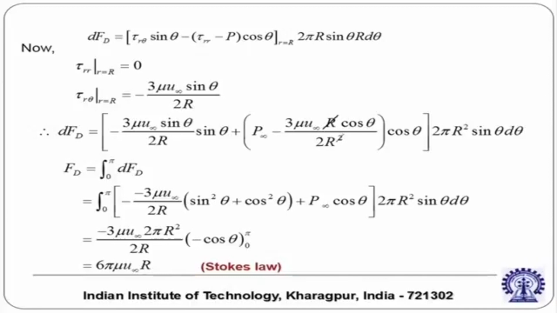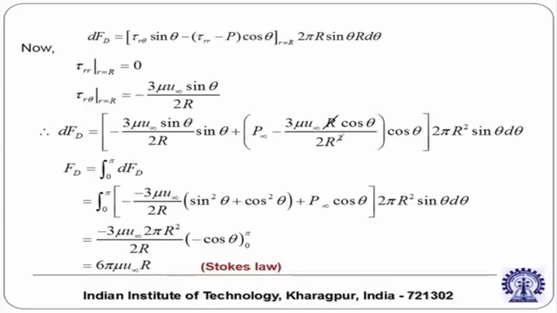Now you calculate tau r theta at small r equal to capital R, and then you calculate the elemental drag force and integrate it from theta equal to 0 to theta equal to pi to get the total drag force. When you calculate the total drag force, you will see that there is a term with sin square theta and cos square theta. The nice identity sin square theta plus cos square theta equal to 1 can be used.